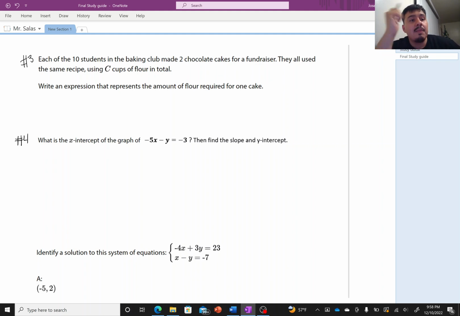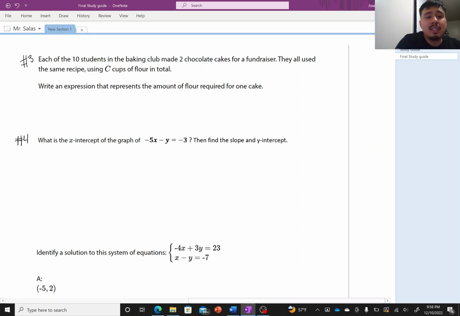Number 3 says, each of the 10 students in the baking club made 2 chocolate cakes for a fundraiser. They all used the same recipe, using C cups of flour in total. Write an expression that represents the amount of flour required for a cake. So the first thing I want to do is I want to know what it is that I'm talking about.